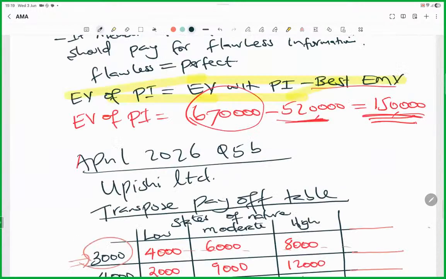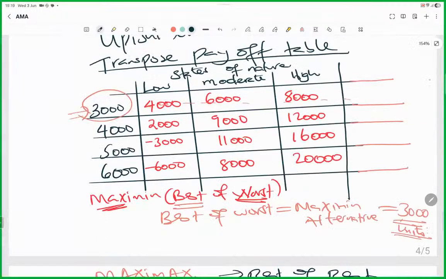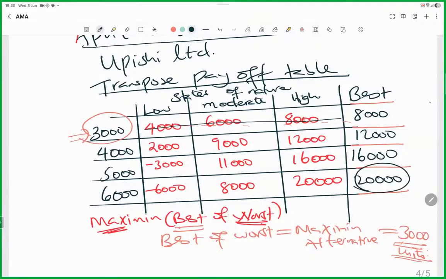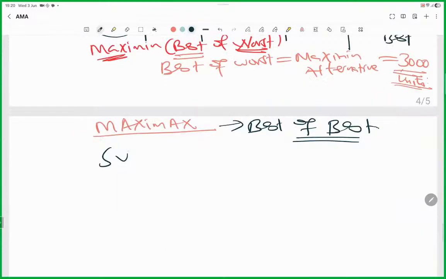Thank you so much. Best. So best, you pick the highest profit, isn't it? So row number 1, the highest profit is what here? 8,000. Row number 2, 12,000. Row number 3, 16,000. Row number 4, 20,000. And of course, this is the highest of the highest, isn't it? So this is best of who? Best of the best. And therefore, they should supply how many? They should supply 6,000 units.